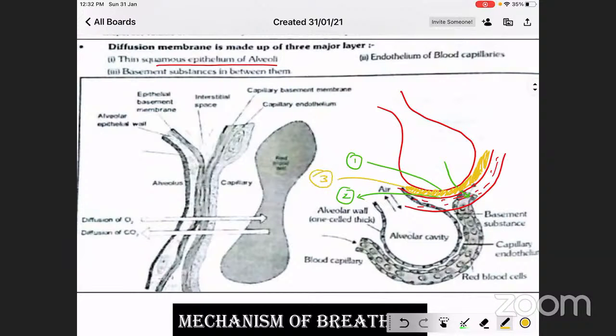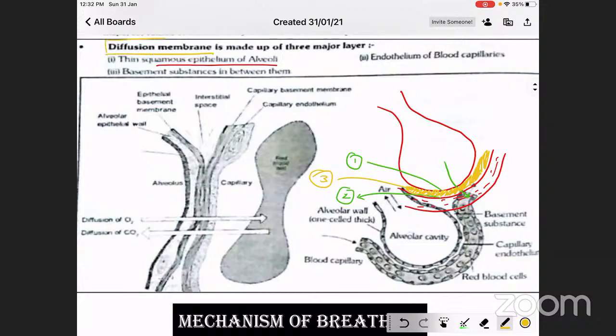The squamous epithelium layer of the alveoli we also call the alveolar membrane. Other than the basement membrane between the alveoli and the blood vessel, there is the endothelium of the blood capillary. The walls of the blood capillaries, or the walls of blood vessels, are called the endothelium. Between them is the basement membrane. So these three layers combined form the diffusion membrane.